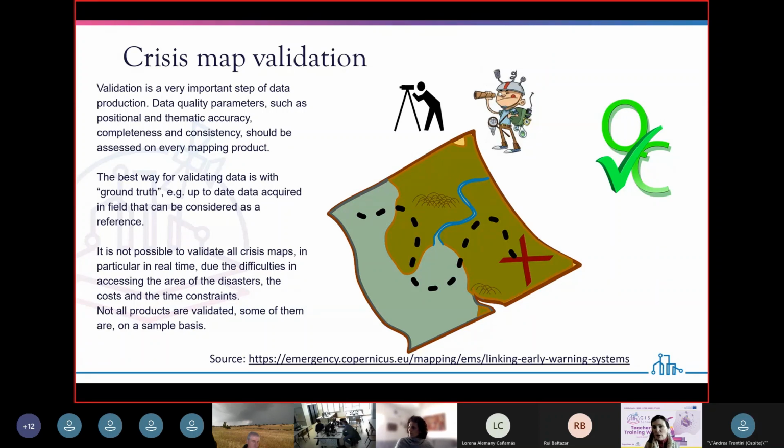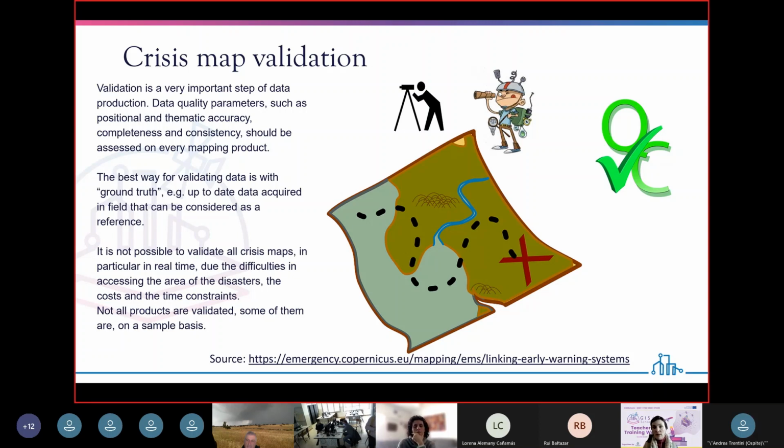On the one side, because of the costs, and on the other side, because it could interfere with the dealing with the emergency. So the teams validating the maps could interfere with the teams who are rescuing people. So this is not feasible in the majority of cases. Copernicus has planned to validate at least a sample of the maps that they produce. They have dedicated some money to the validation because it's important, as I said, to know how good these maps are. But this is done on a sample basis.